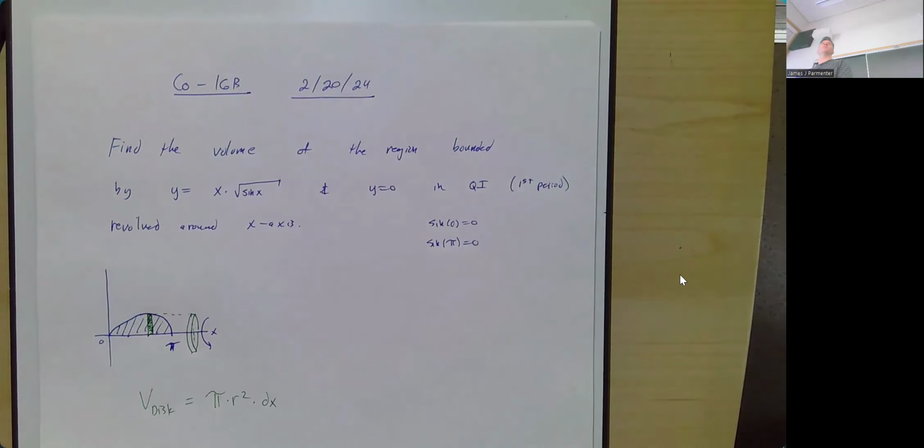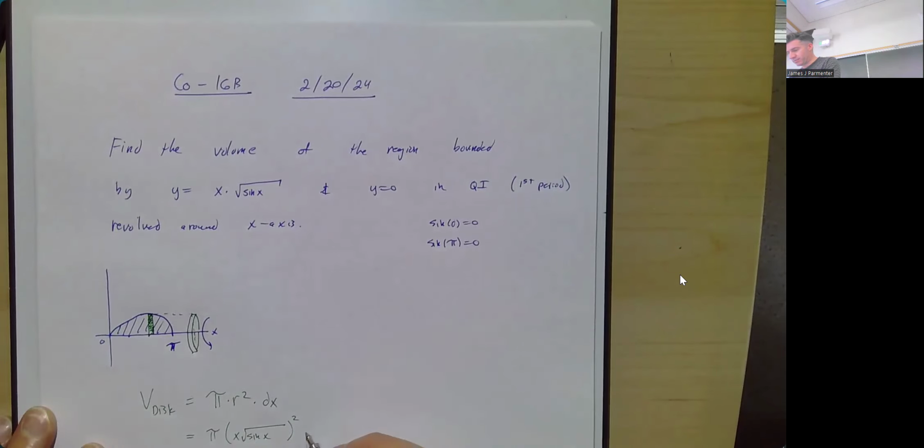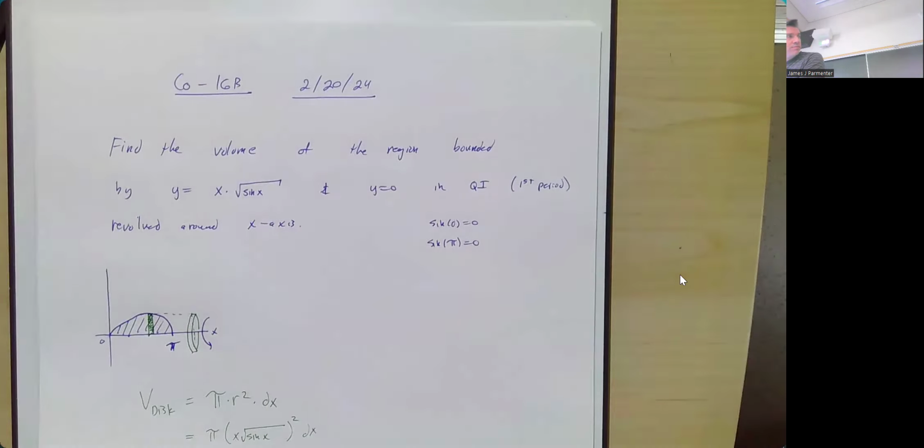And here our radius, almost always our radius is just how far we are from the axis of rotation, which is typically just the function. So in this case, the volume of our disk is pi times x times the square root of sine of x squared dx. Sorry, I said one thing. Let me clarify. The radius is just x times the square root of sine of x, and then the volume of the disk is pi times that radius squared times dx. Is that better? Good. Sorry about that.